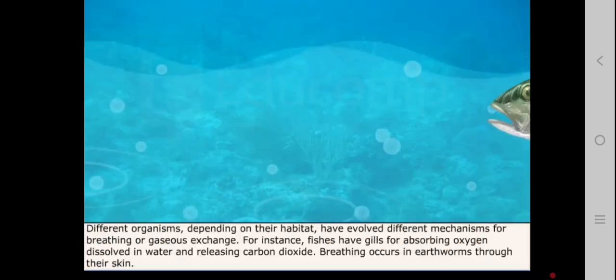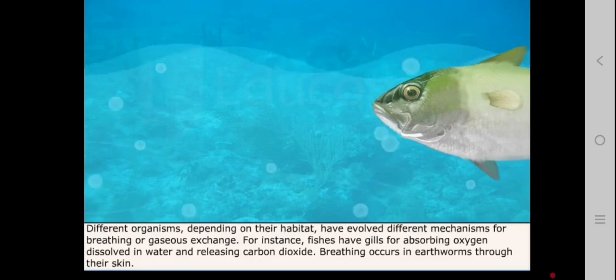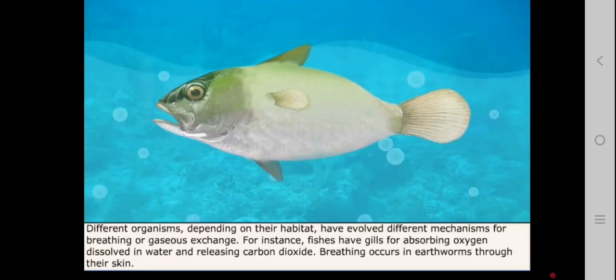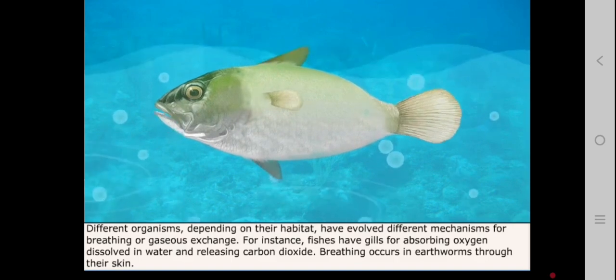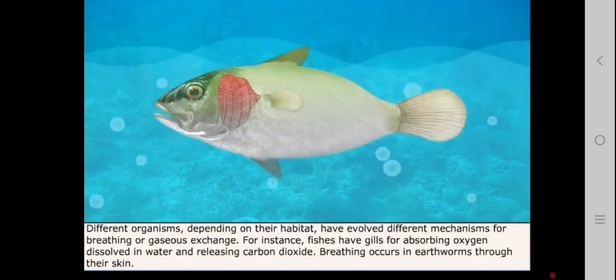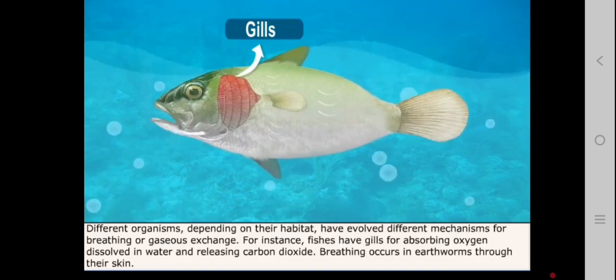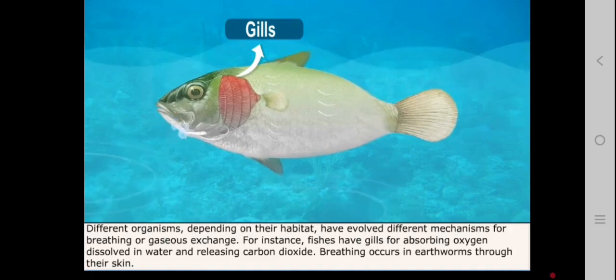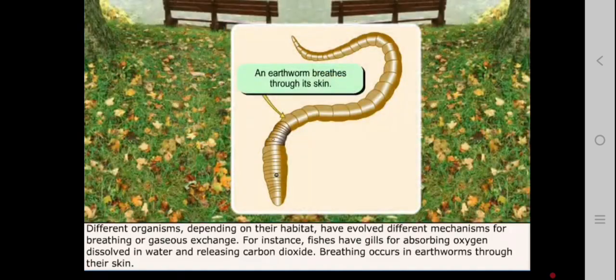Different organisms, depending on their habitat, have evolved different mechanisms for breathing or gaseous exchange. For instance, fishes have gills for absorbing oxygen dissolved in water and releasing carbon dioxide. Breathing occurs in earthworms through their skin.